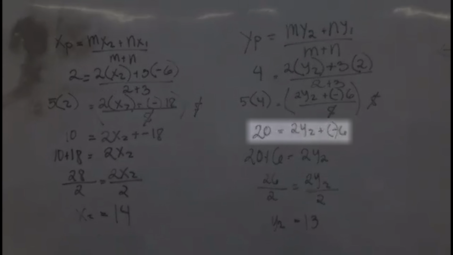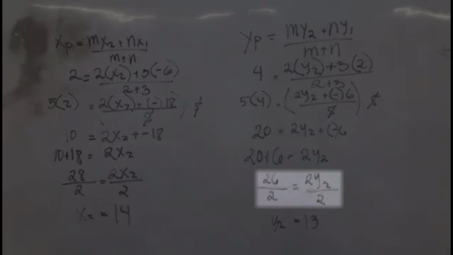Then transpose negative 6 to the other side. 20 plus 6 equals 2y sub 2. 26 over 2 equals 2y sub 2 over 2. Then the answer will be 13.